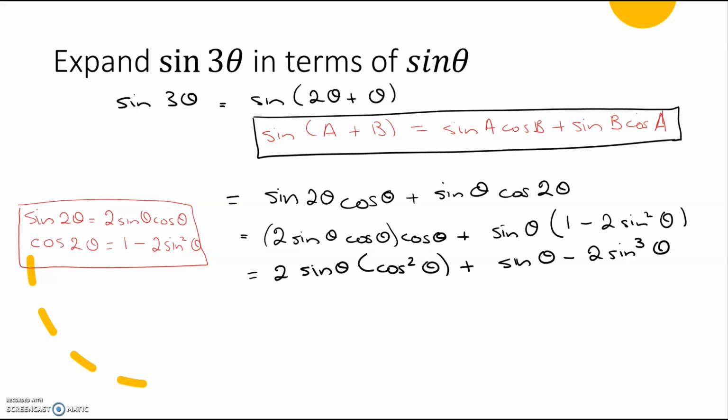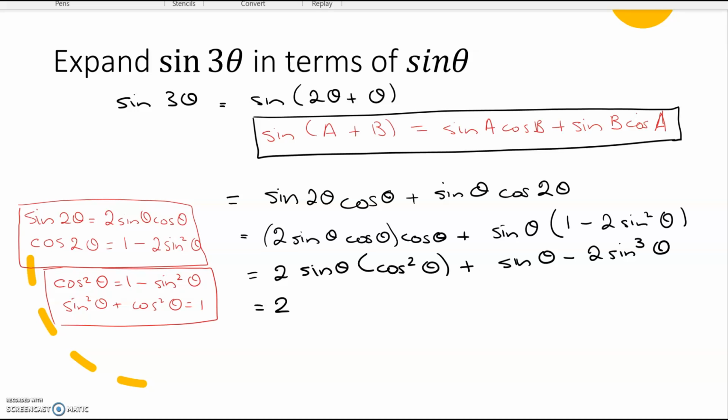Now it does just say to express it in terms of sine theta, so I think we've got a little bit more work to do. We've got another very basic trig identity that says cos squared theta equals 1 minus sine squared theta, or actually what it does say is that sine squared theta plus cos squared theta equals 1. So we're going to use that to write our first term. So then we've got 2 sine theta times 1 minus sine squared theta.